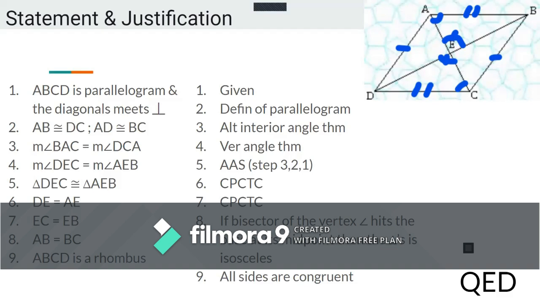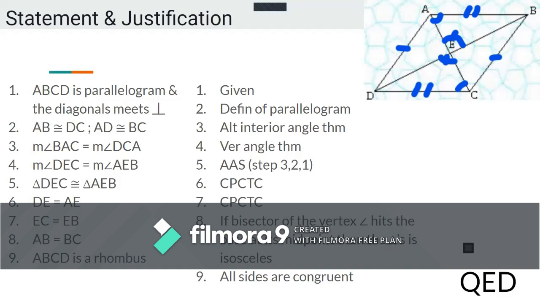But in this case, triangle DEC is congruent to triangle AEB. Why? Because of angle, side, based on steps 3, 2, and 1. Steps 6 and 7 respectively follow step 5, based on corresponding triangles. And then for step 8, AB equals BC. Why? Because if the bisector of the vertex angle hits the base at its midpoint, then the triangle is isosceles.